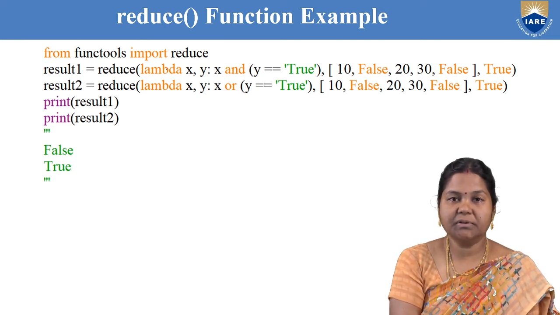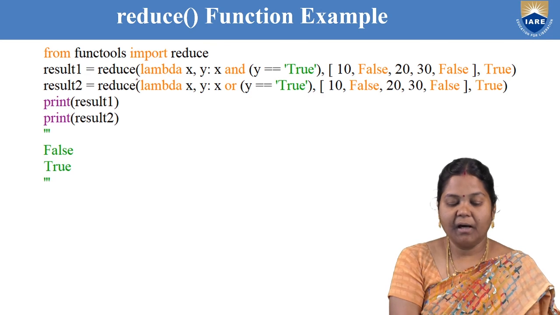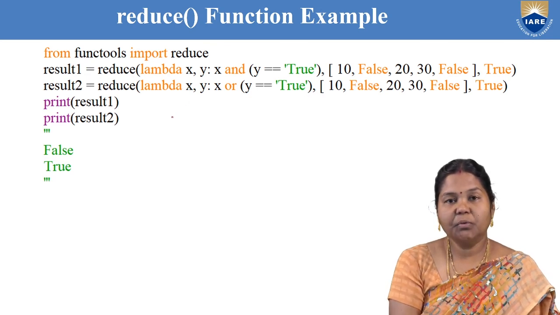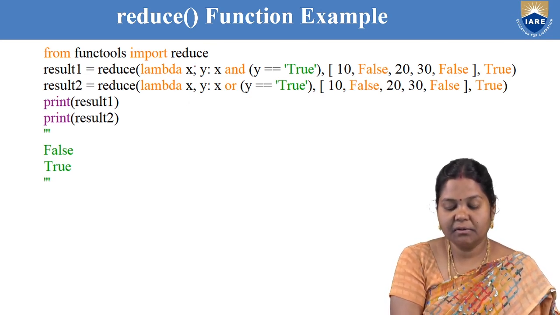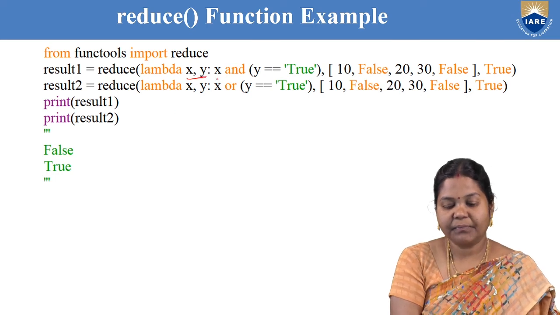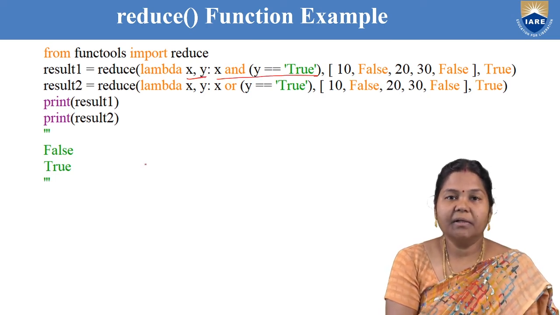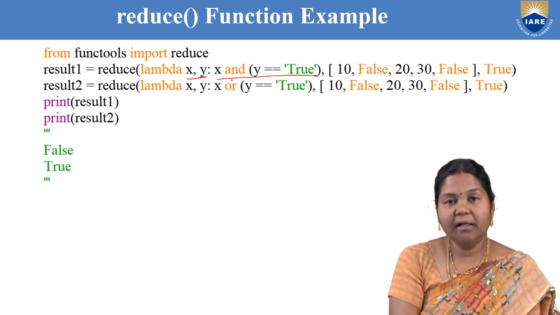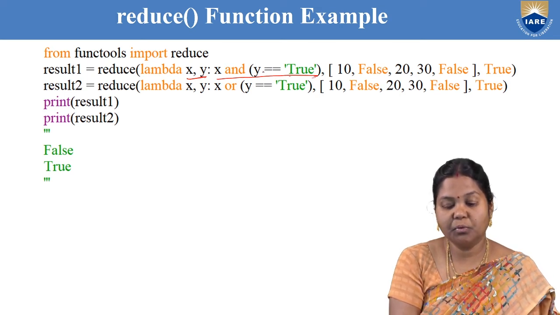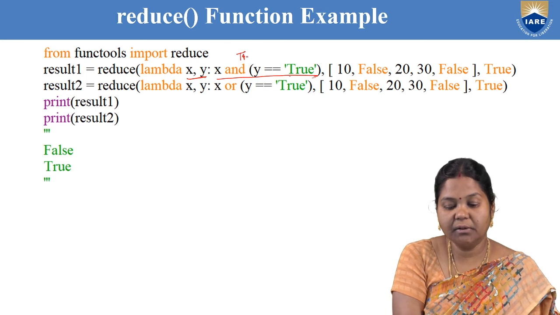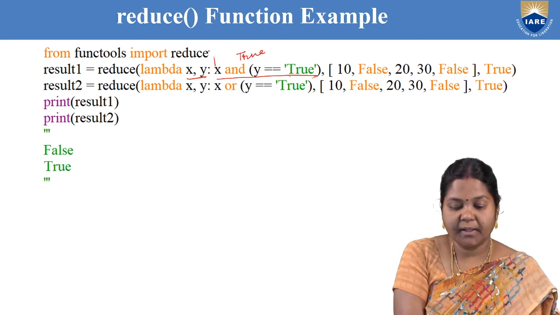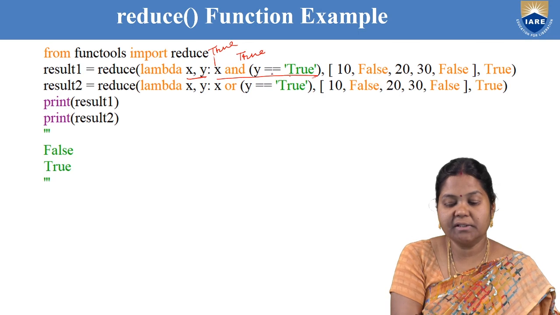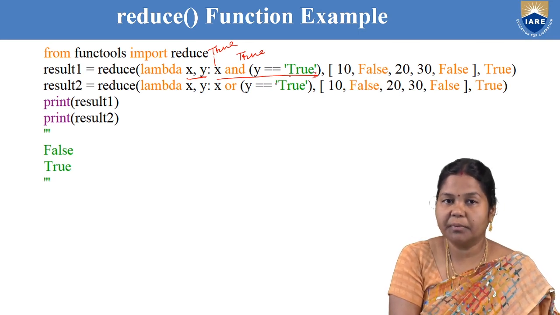So from functools import reduce. After that we have used two lambda functions. In the first lambda function the two arguments are x and y, and we have written one expression: x == True and y == True. So the AND operator says that if x is true and y is equal to true, when both are true, then only the output will be true.